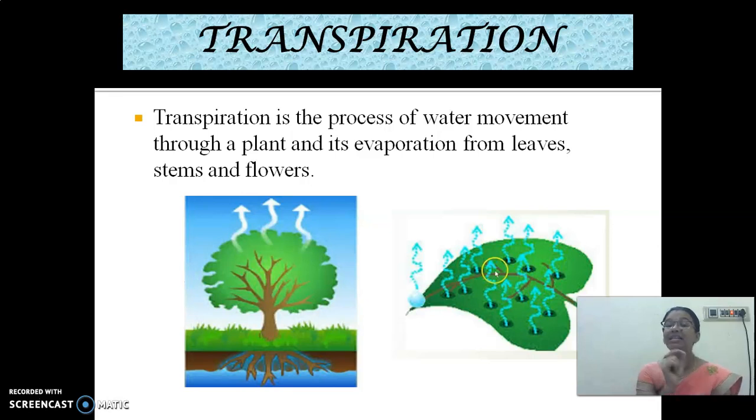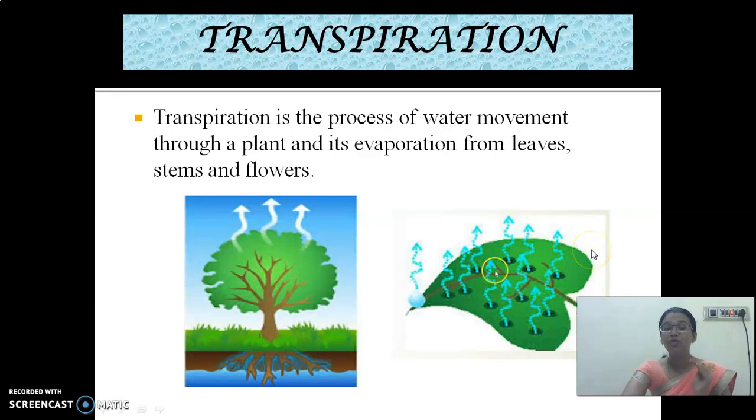And then start transpiration. What is it? Transpiration. This is the topic which we are going to discuss now. Clear, children? Listen carefully. Transpiration is the process of water movement through a plant and its evaporation from leaves, stem and flower. You know evaporation, right, children? The water is converted to a vapor state. The liquid is converted to vapor state.